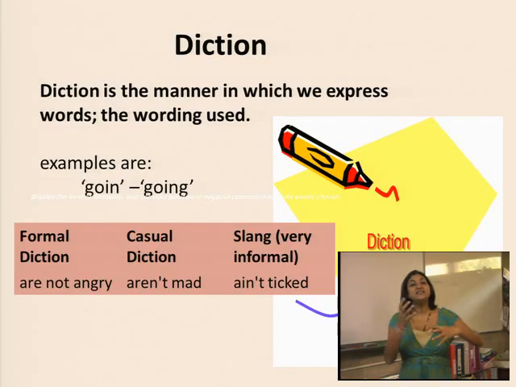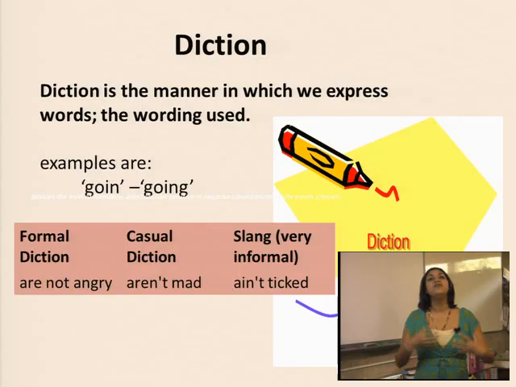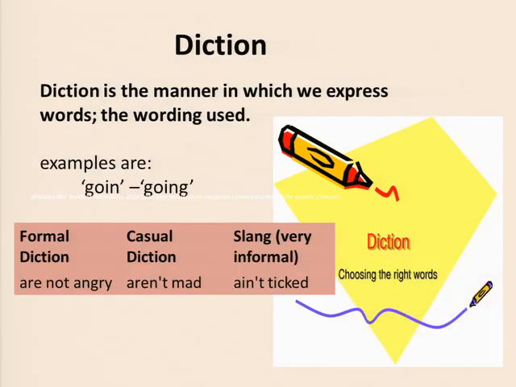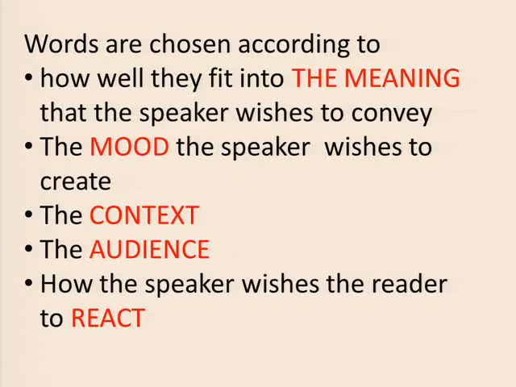And you find that the diction that you use often varies depending on various reasons. So, when we choose the words that we want to speak, or when an author or poet chooses the words he or she wants to use, he or she chooses them for different reasons. It depends on how well that word or those words fit into the meaning that the speaker wishes to convey. It tells us the mood the speaker wants to create, or what the context is. In other words, maybe the historical context or the political context. Or it depends on the audience.